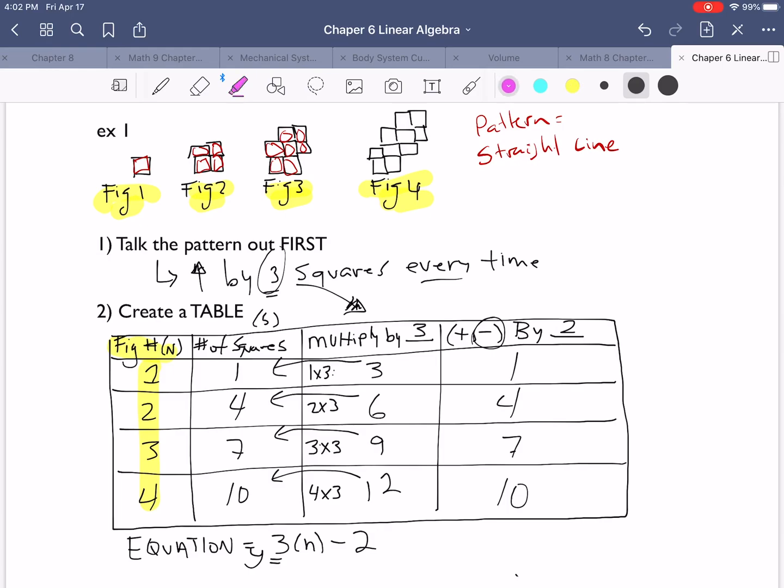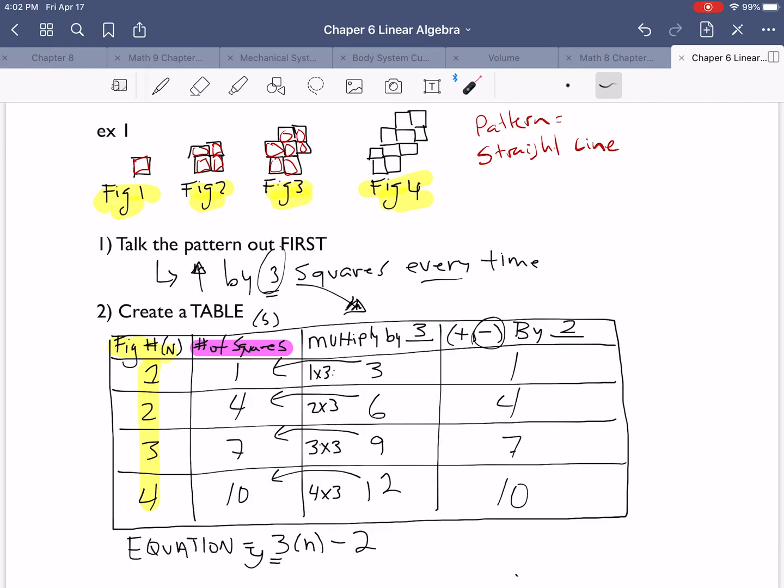So the next part of the table, it says, is number of squares. So then you go in and you go to figure number 1. So we go up to figure number 1 and we say, oh, there's 1 square there. So we write that in. Then go to figure number 2 and you count 1, 2, 3, 4, and you put a 4 there. Then you move to figure 3 and you count the squares 1, 2, 3, 4, 5, 6, 7, and we put that number there. And then we go to figure 4 and we count 1, 2, 3, 4, 5, 6, 7, 8, 9, 10, and that's how we build the first part of our table.